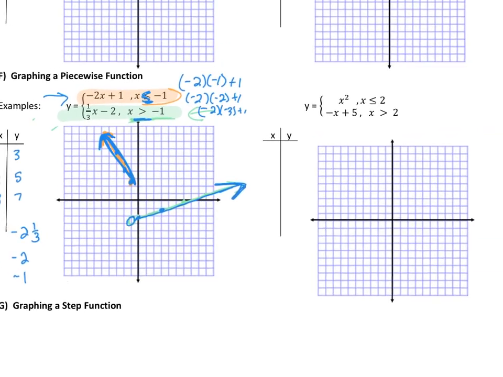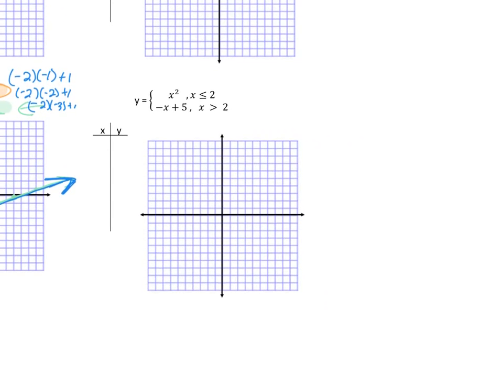Let's look at one that's a little bit more complicated, because this one has a parabola included. I'm going to use the second technique for this one, because I want you to see some of the points. For this graph, I'm going to look at x is less than or equal to 2 for x squared. So I'm going to plug in negative 1, 0, and 2 into this top equation. If I plug in negative 1 and square it, I get 1. If I plug in 0, I get 0. And if I plug in 2 and square that, I know I get 4.